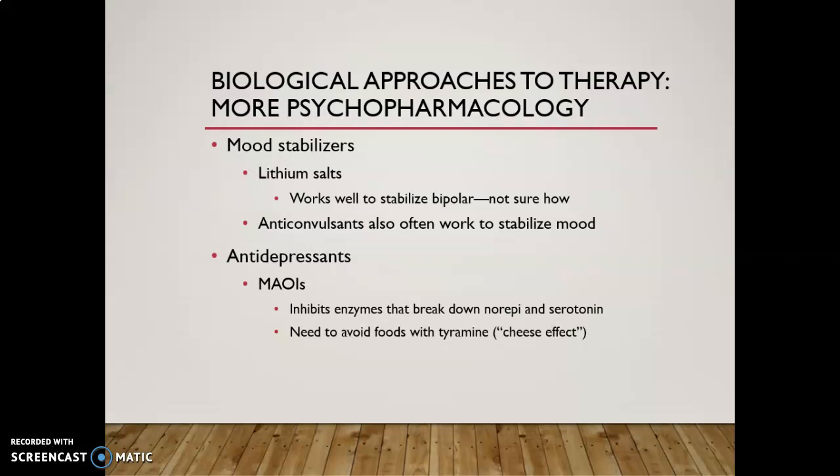When a person taking MAOIs eats foods that contain tyramine, which I believe is an amino acid, found in cheese and some other substances, hence the name cheese effect, it can cause a person's blood pressure to skyrocket with bad results for them. So that's a fairly nasty side effect.